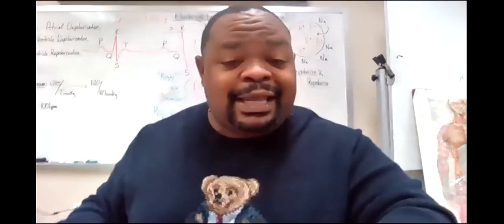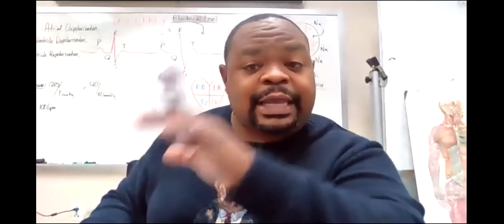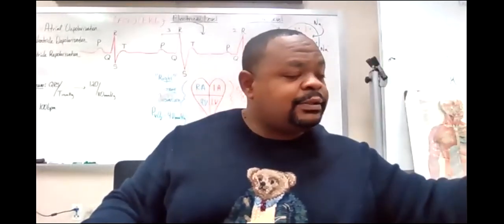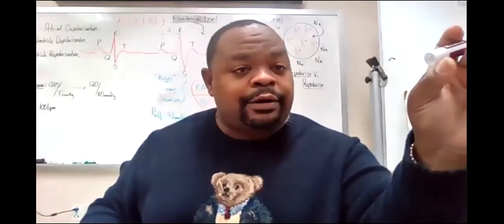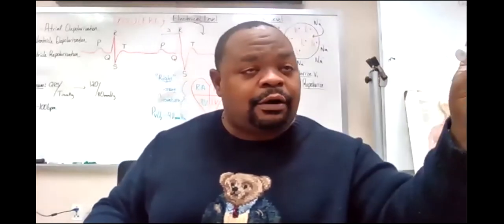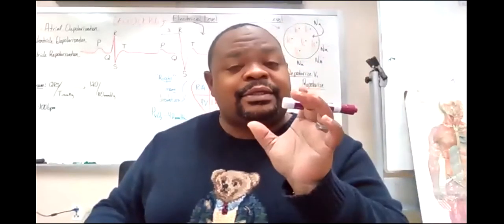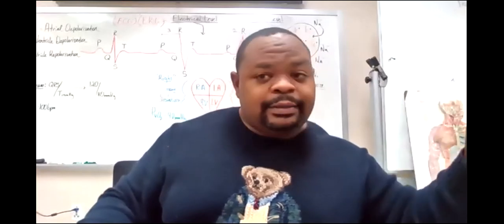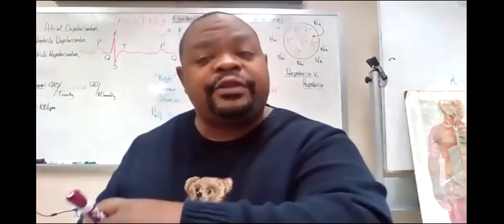But they have to be the same. That PR interval should be the same all the way through the beats, okay? Or the R to R, right? From this R to that other R should be the same amount of space, every single one. If it's not, then it's an arrhythmia, okay?